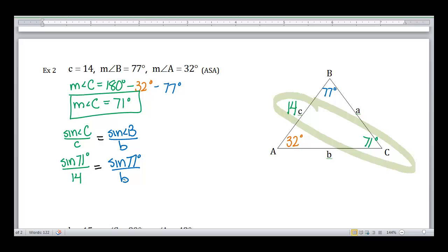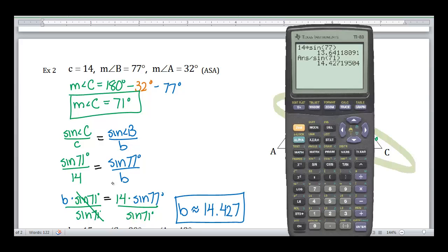Why don't you take a minute and pause the video, cross multiply our proportion, and see what you get for side B. Please now take a minute and look at the proportion after I cross multiplied and notice what again I entered in my calculator. Side B should be about a length of 14.427. Once you agree with this, again pause the video and try to write the correct proportion to solve for side A.